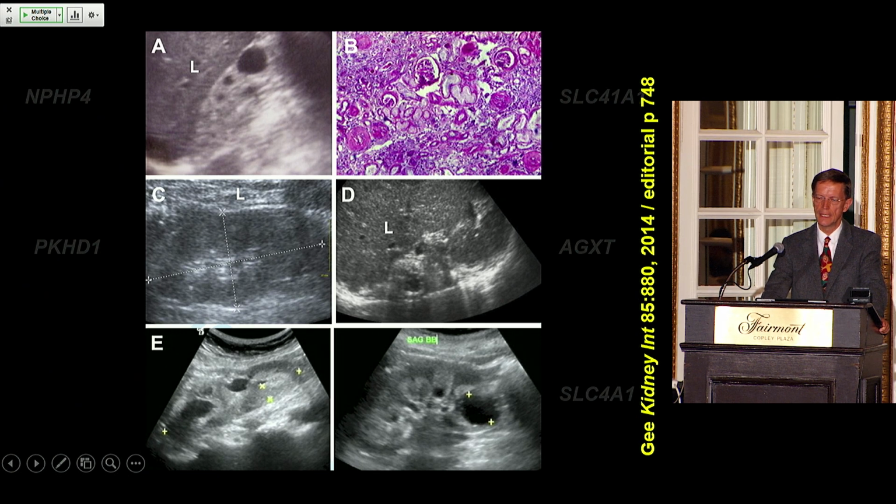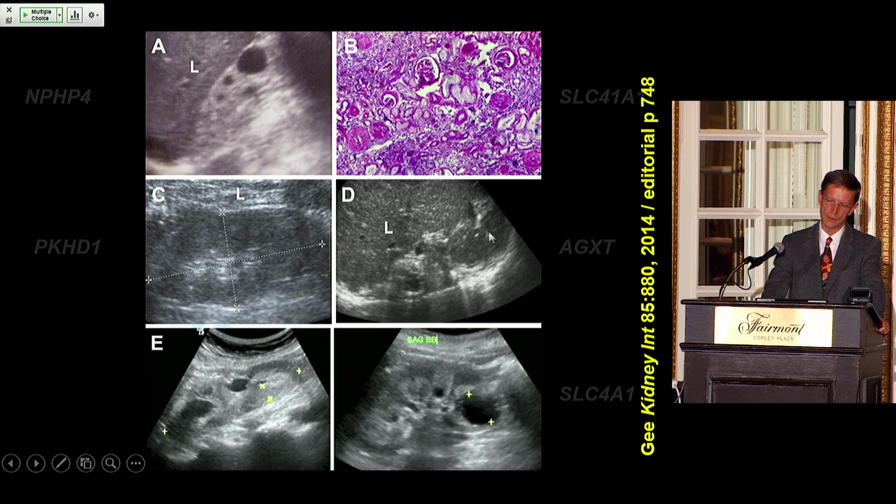Here actually there was also echogenicity, which I'm not showing you. This was an SLC41A mutation, which is a hypomagnesemia gene. Here you would have said as a nephrologist, looks like pepper and salt, this could be ARPKD, and you would have been right because there was a homozygous PKHD1 mutation.